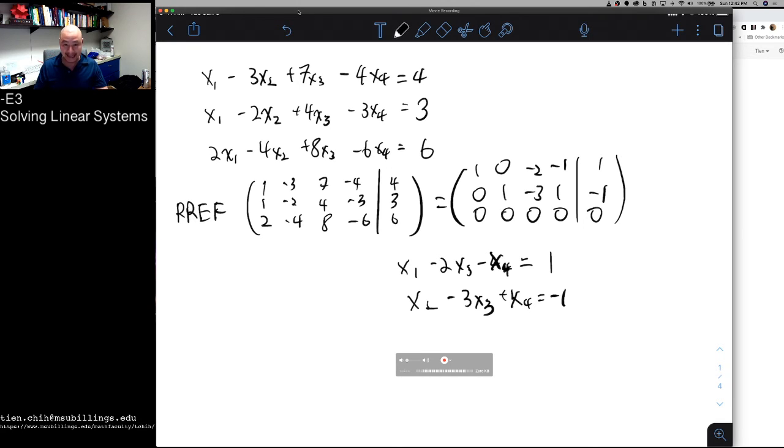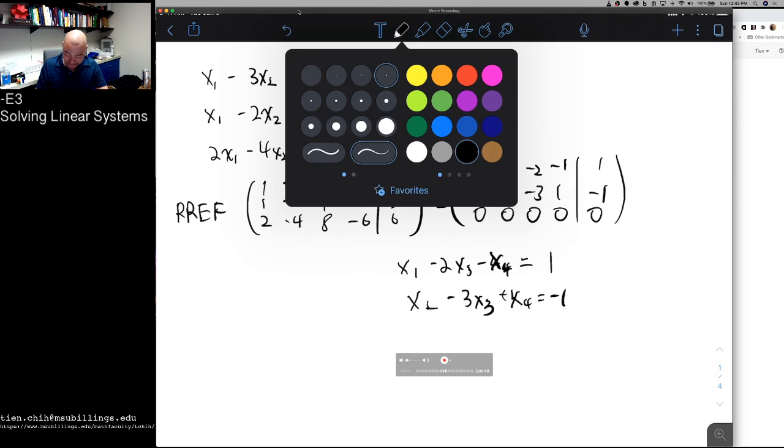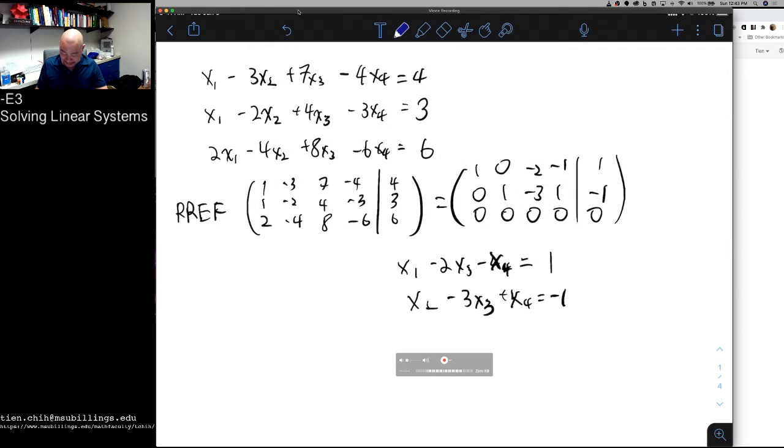So looking at this reduced row echelon form, what we notice is that these are pivots, so they're dependent. They're totally dependent on what these two, the independent variables, could be. So let's go ahead and give the independent variables names. Let's say that x3 is A and that x4 is B.